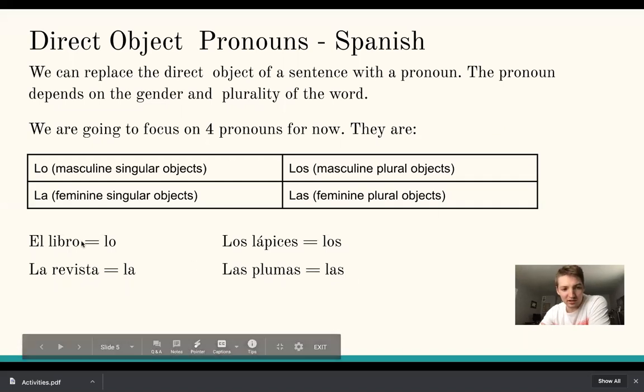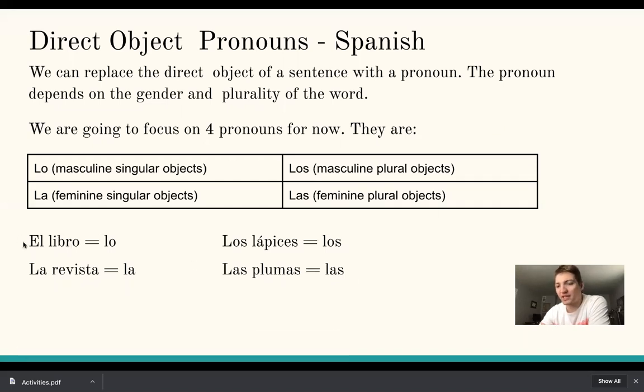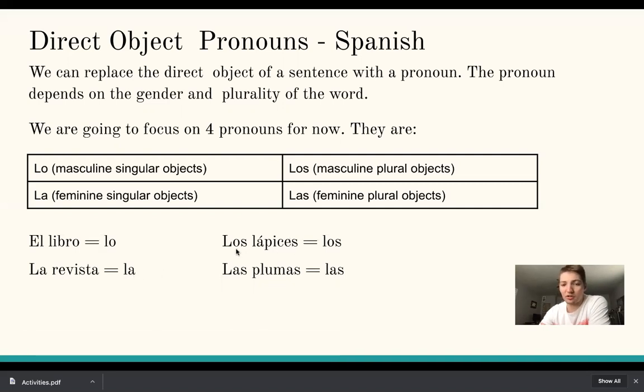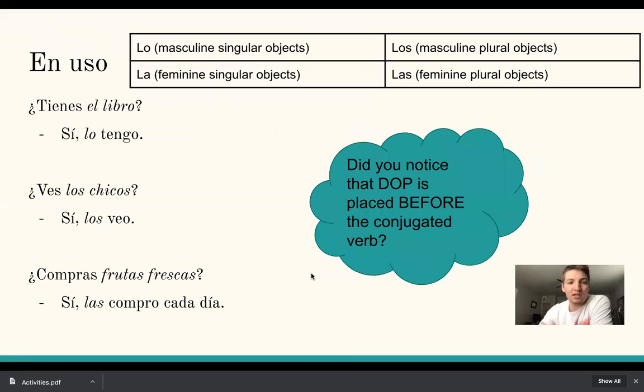All right. So a couple of examples here. If we want to replace el libro, we would use lo. If you want to replace la revista, just magazine, we use la. The pencils or los lápices, los. And then if we want to replace las plumas, which is feminine and plural, we would use las. This presentation will be on Schoology, so you guys can go back and look at it as well. Okay, so I kept this chart up in the top right corner.